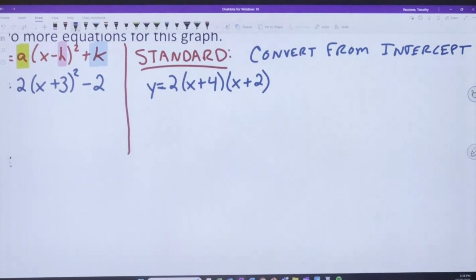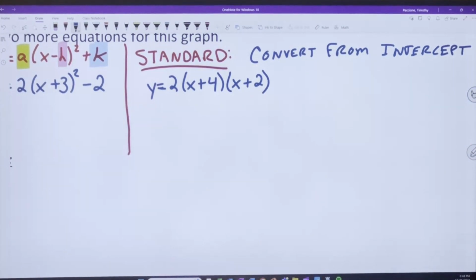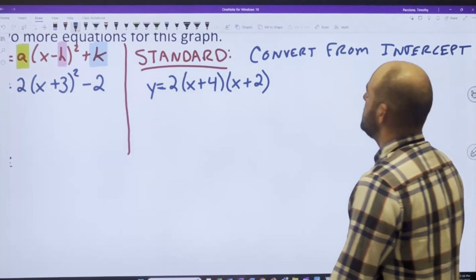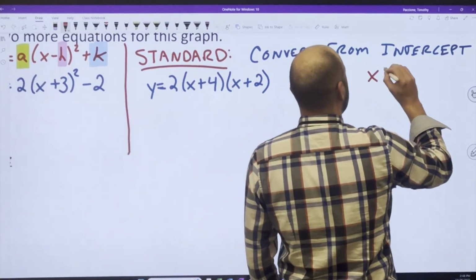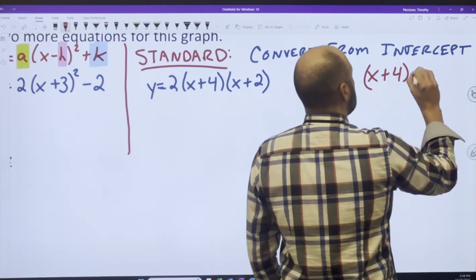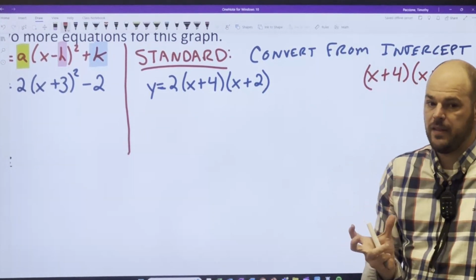Well, how do you think we could go from 2 parentheses to 3 terms? FOIL or box, right? That's why we practice it so much. So, I need to figure out what x plus 4 times x plus 2 is. And I'm not worried about that 2 yet. I deal with that at the end.